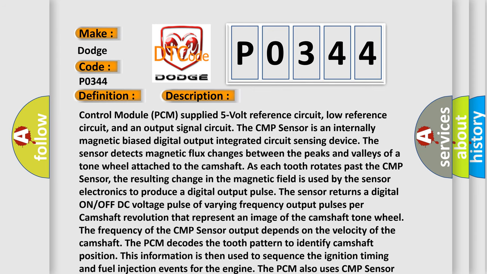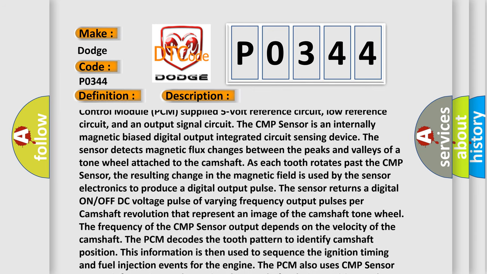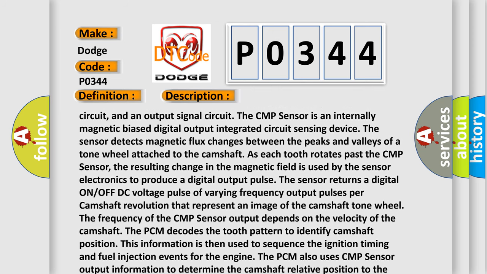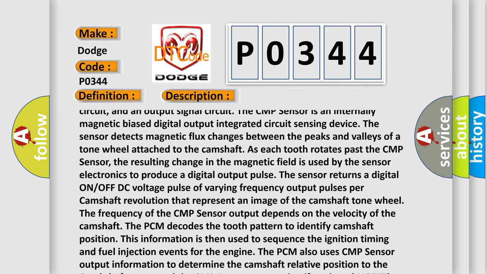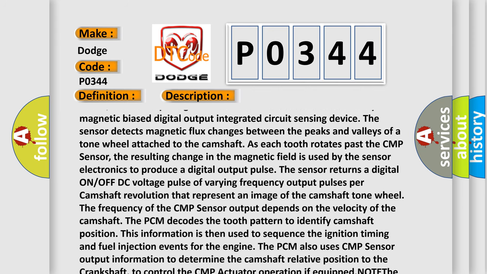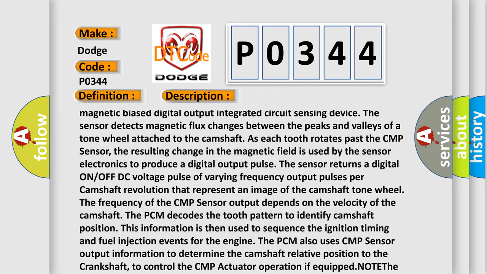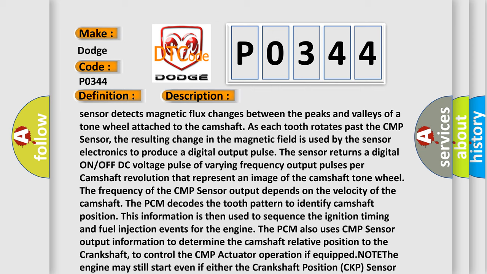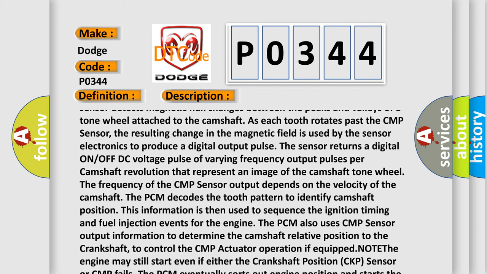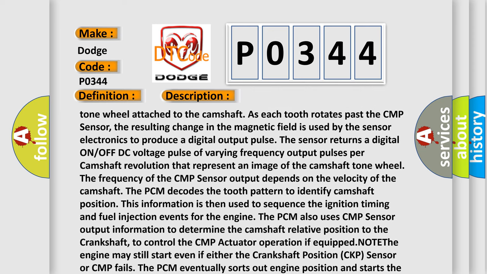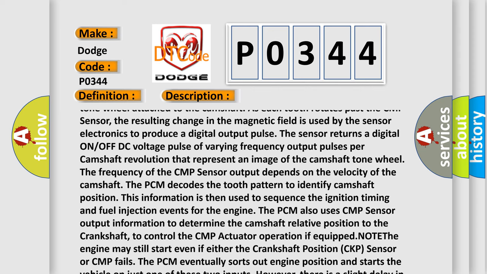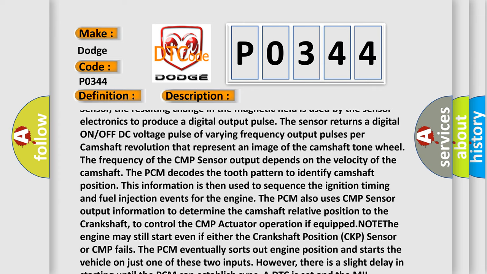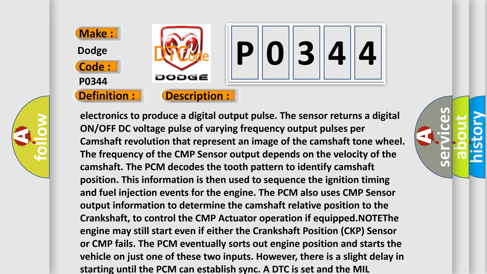As each tooth rotates past the CMP sensor, the resulting change in the magnetic field is used by the sensor electronics to produce a digital output pulse. The sensor returns a digital ON/OFF DC voltage pulse of varying frequency, with output pulses per camshaft revolution that represent an image of the camshaft tone wheel. The frequency of the CMP sensor output depends on the velocity of the camshaft. The PCM decodes the tooth pattern to identify camshaft position. This information is then used to sequence the ignition timing and fuel injection events for the engine.